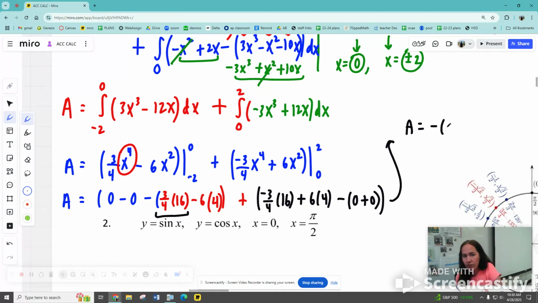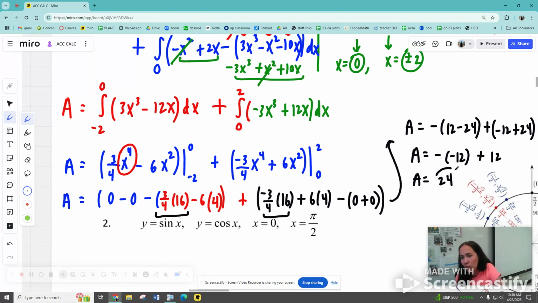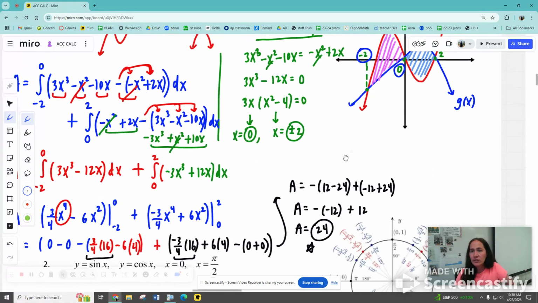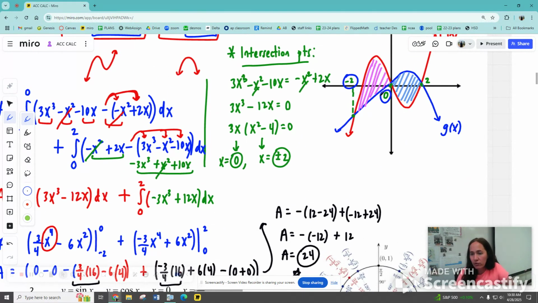This is negative 12 minus 24, and we're adding, this should be negative 12 plus 24 to see what we get for a total area of those 2 shaded regions. Negative 12, and you're adding that, I think, to positive 12. This should be 24 square units of area bounded between these 2 curves. Double the work because you had 2 integrals to set up instead of 1.